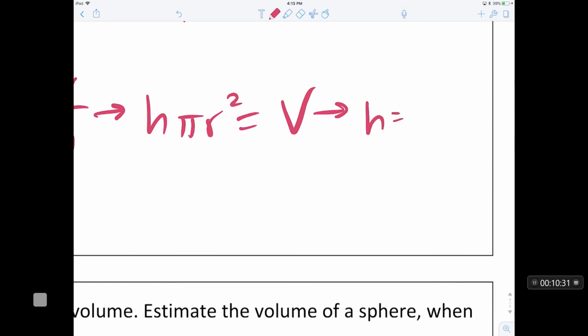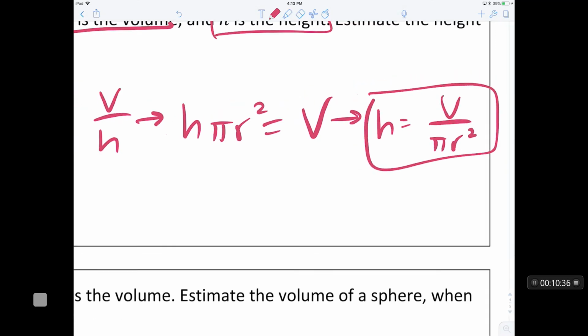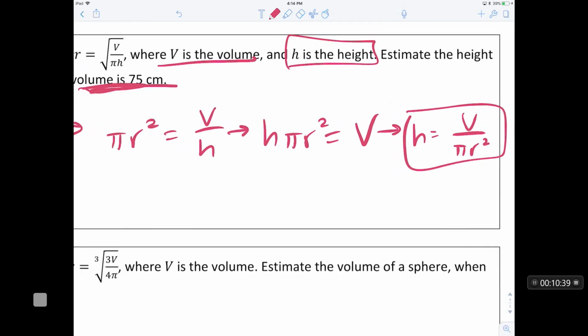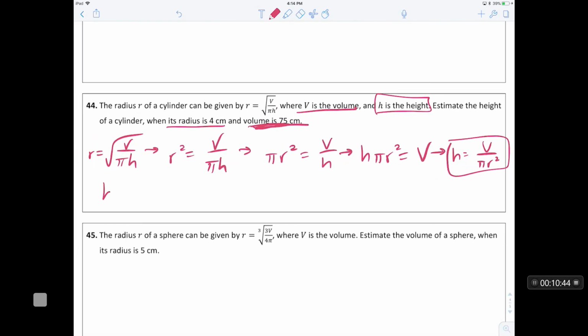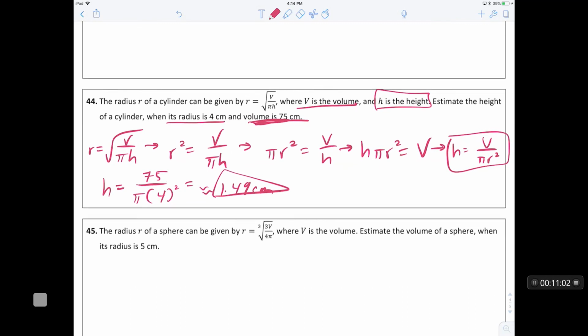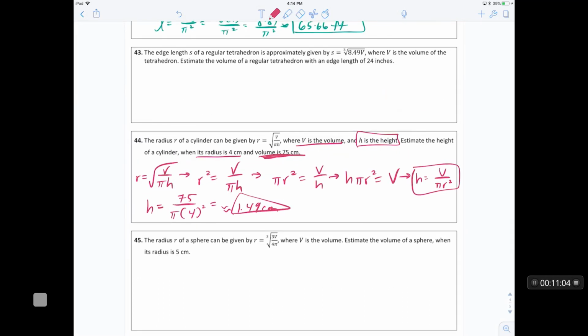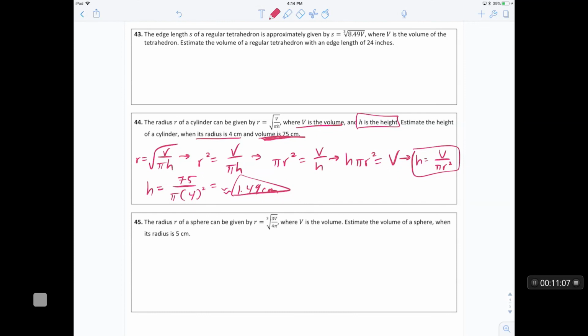Oops. V over pi r squared. Okay, let's see here. Now, I know v, I know r, I'm just going to plug those values in to solve for h. So I know v is 75, I know r is 4, square that, and I will get approximately 1.49 centimeters.